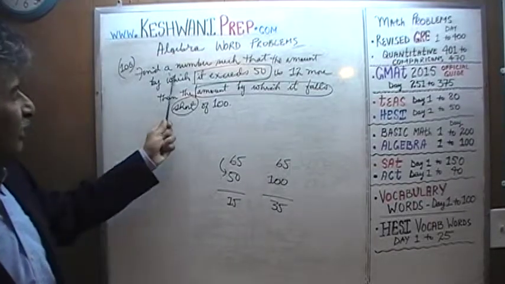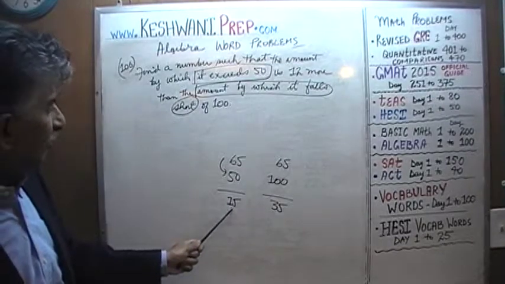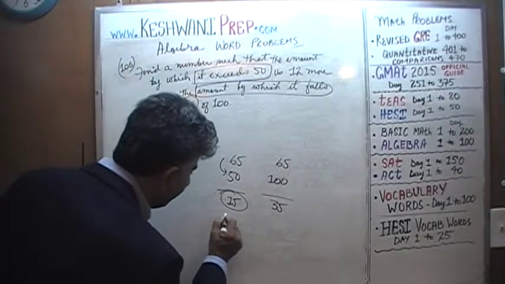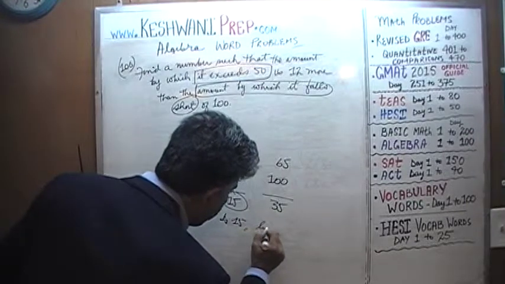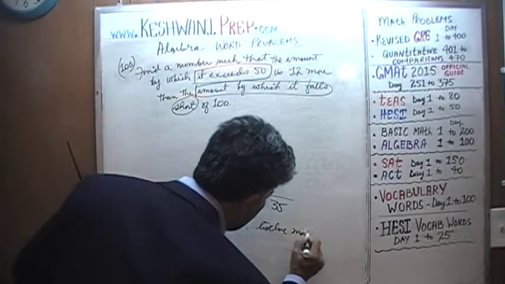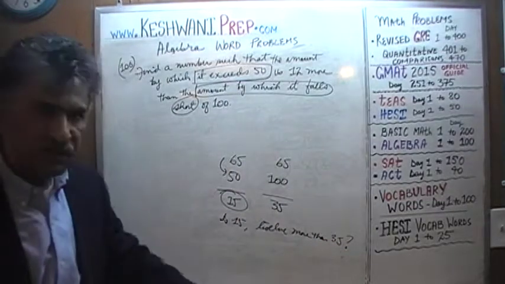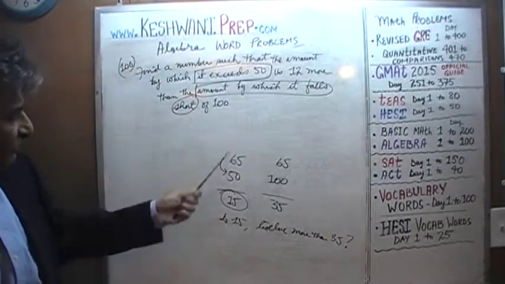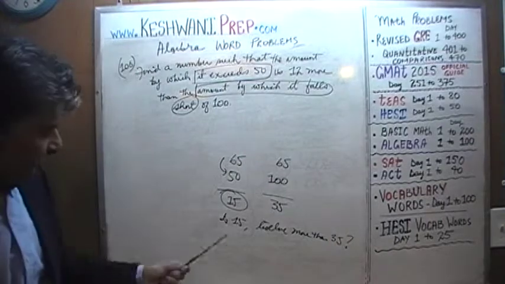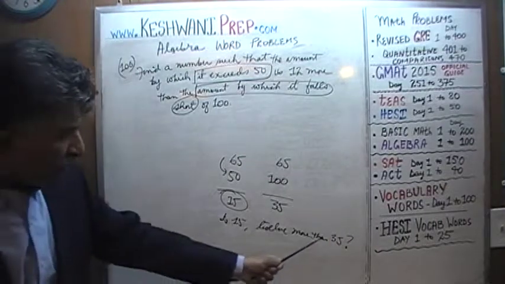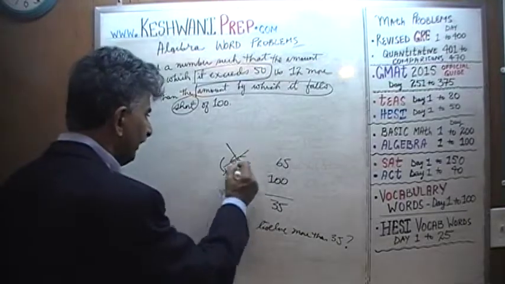According to this problem, we have to find a number such that the amount by which it exceeds 50, which is 15, is 12 more than the amount by which it falls short, which is 35. Is 15 12 more than 35? The answer, of course, is no, because the number that we're looking for is not 65.